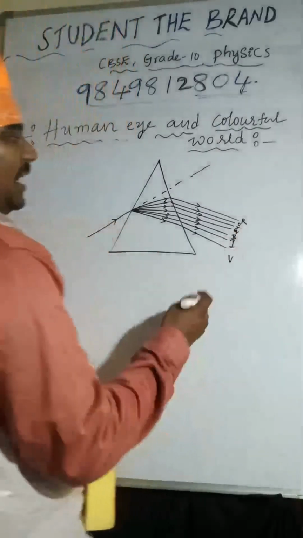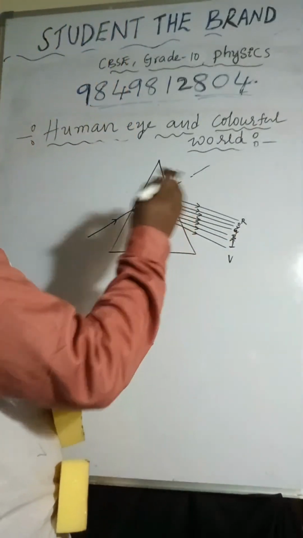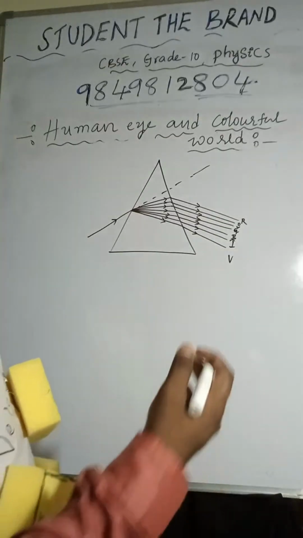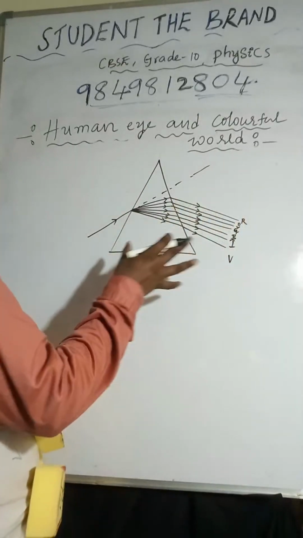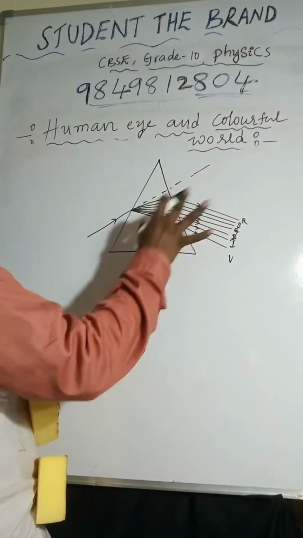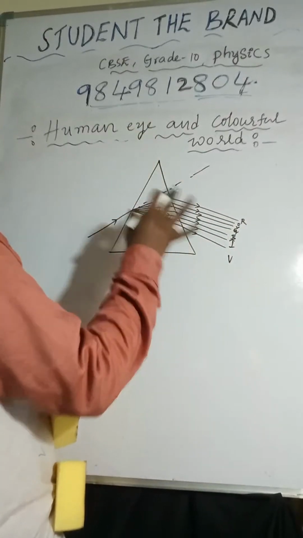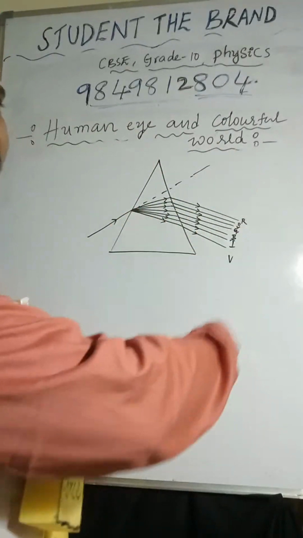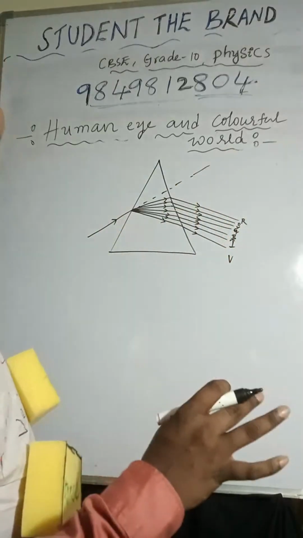Violet, indigo, blue, green, yellow, orange, red, with GR. Okay, so the order is also like this. When a light ray passes through the prism, it splits into 7 colors. That phenomenon is dispersion, and those 7 colors will form a band on the screen, which is called a spectrum.